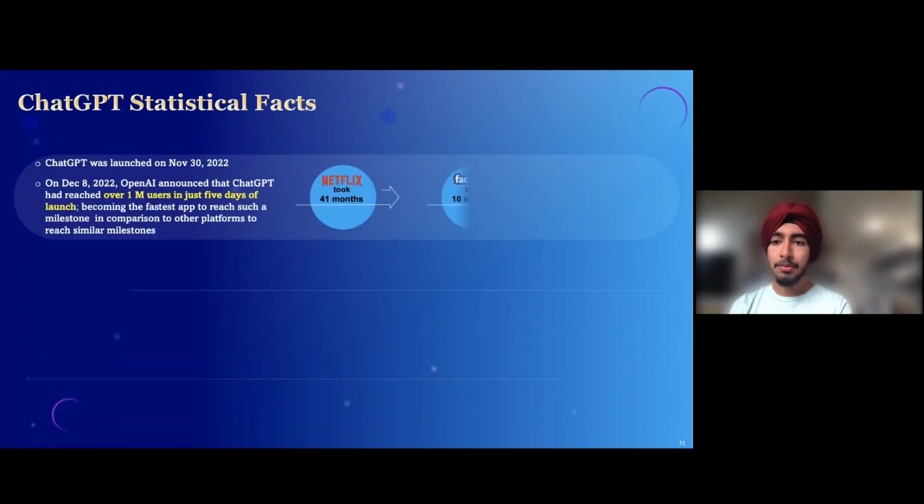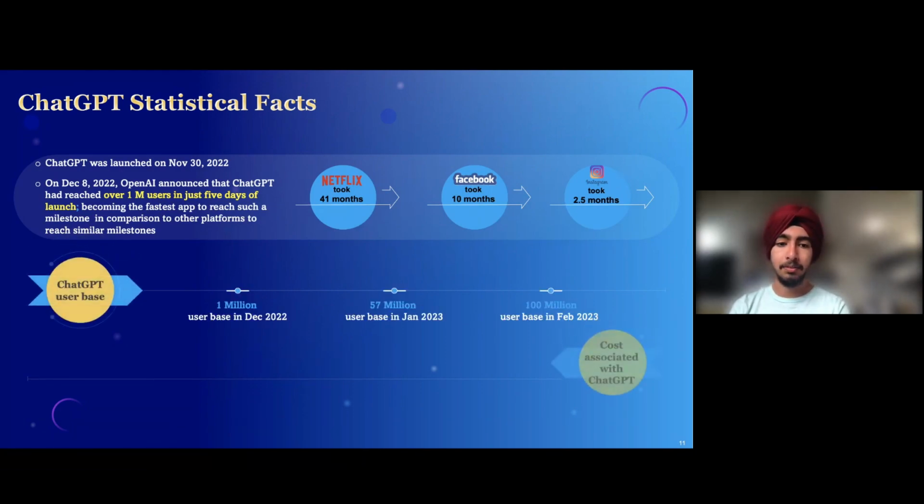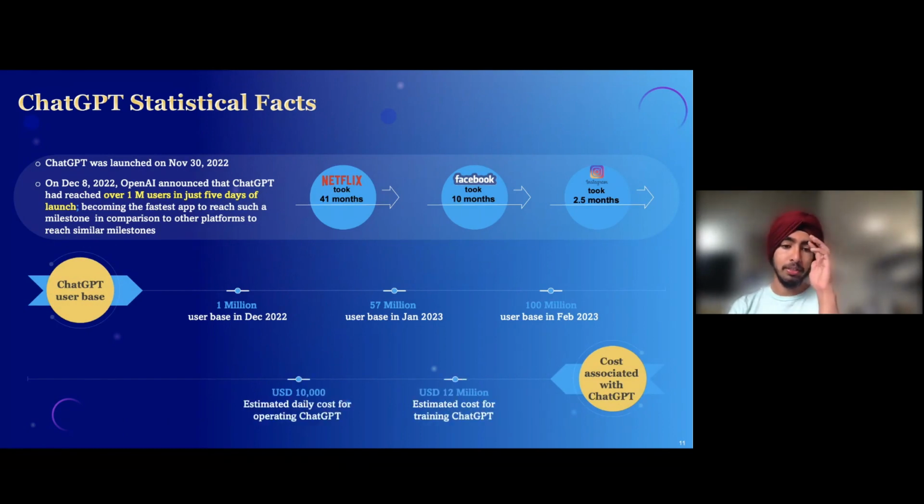Some interesting facts about ChatGPT: on December 8th, OpenAI said that ChatGPT reached 1 million users in 5 days after launching, which, to give you a scale of how ridiculous that growth is, Instagram took 2.5 months to reach 1 million users. Facebook took 10 months, and Netflix took 41 months to reach 1 million users. And OpenAI did that in 5 days with ChatGPT. There's a really large user base growing almost 50 times per month in December, January, and February.